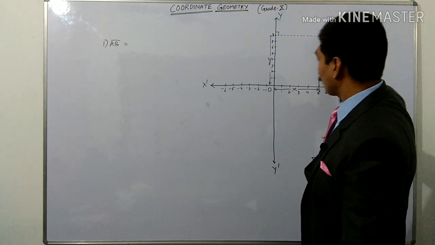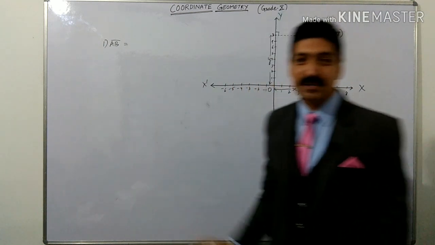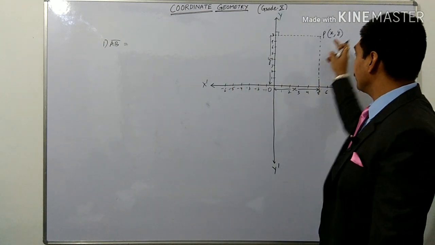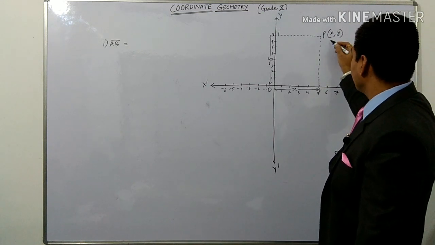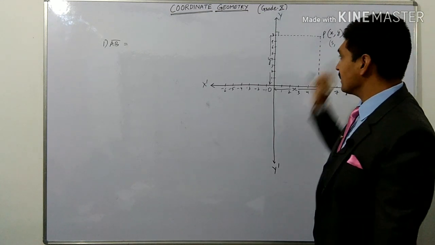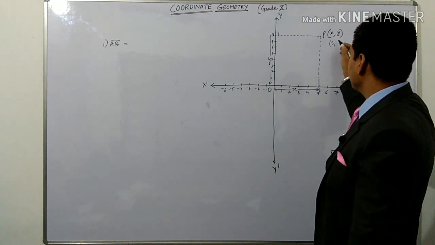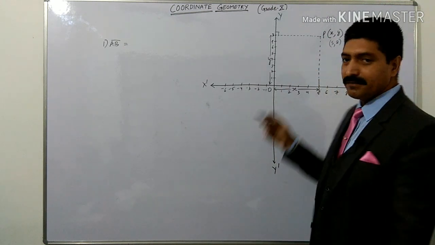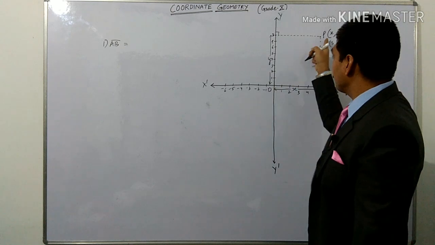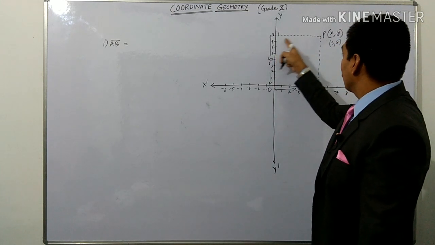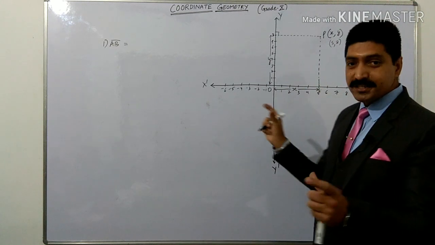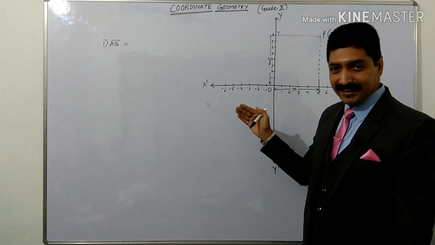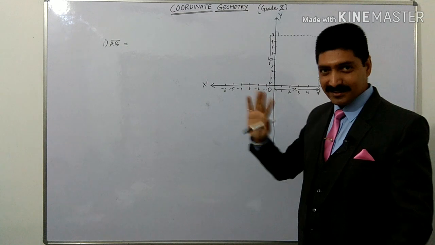What are the coordinates of the point P here? The coordinates of the point P here are 5, and the coordinates y, that abscissa is 5, and the ordinate is 8. Or in other way, your P point is 5 units from the y-axis and 8 units from the x-axis.